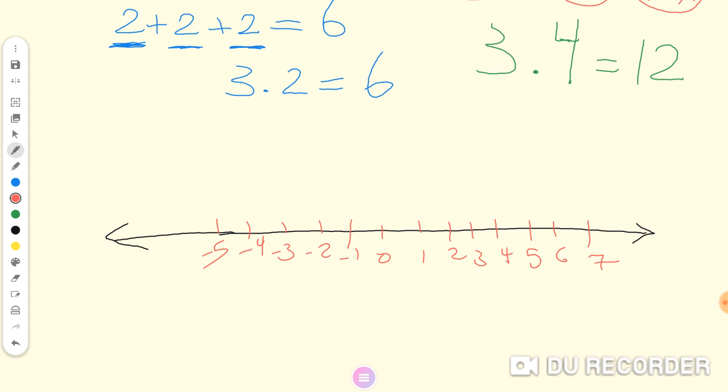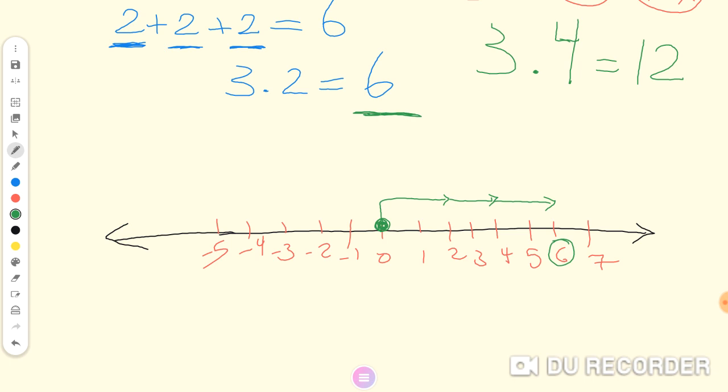If I want to apply 3 times 2 on the number line, we will start from 0. We want to move 2 spaces 3 times. Like what? 1, 2. This is the first group. 1, 2. This is the second group. And 1, 2. This is the third group. Where are we now? We are located on 6 on the number line. So the answer is 6. This is how we can do it on the number line.